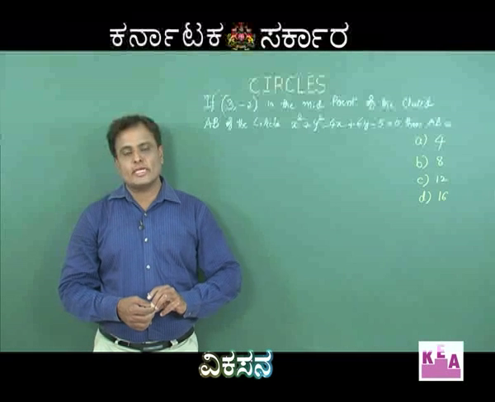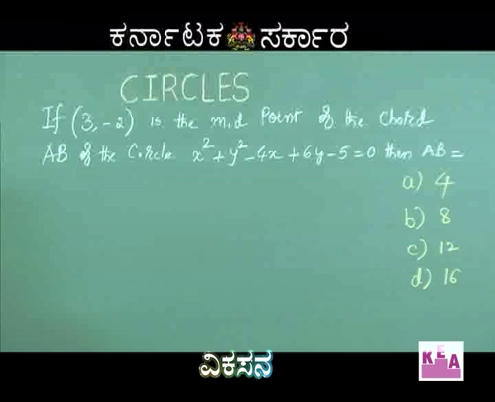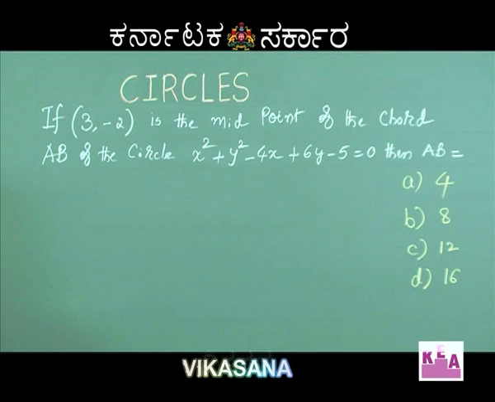Let us go to the next example. If 3 comma minus 2 is the midpoint of the chord AB of the circle x square plus y square minus 4x plus 6y minus 5 is equal to 0, then AB is equal to, options are: option A 4, option B 8, option C 12 and option D 16.